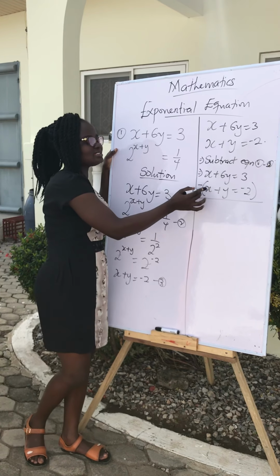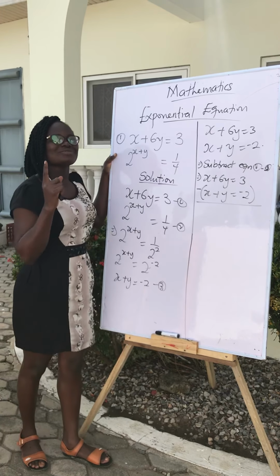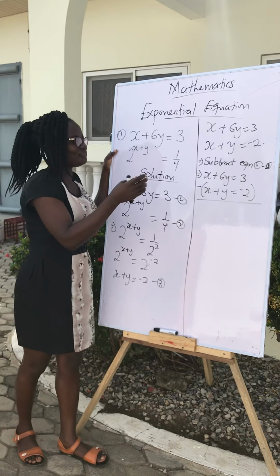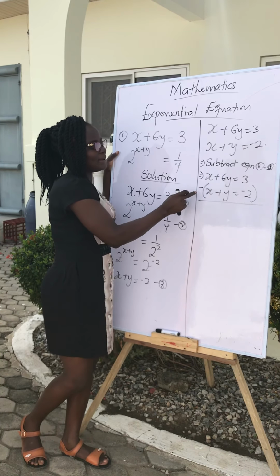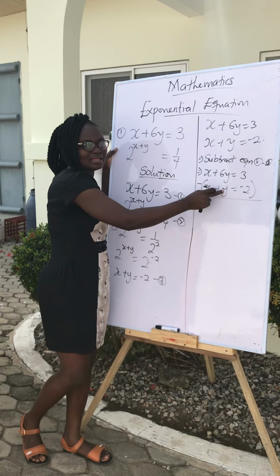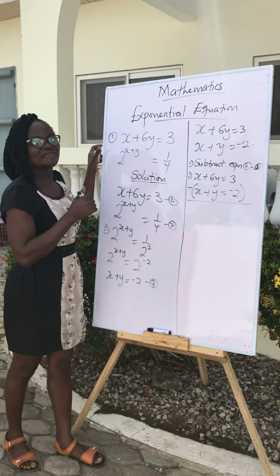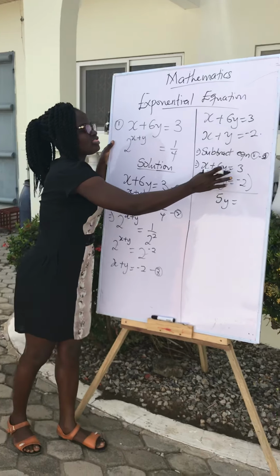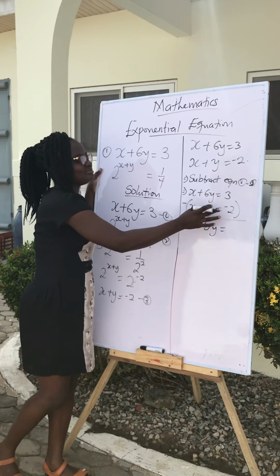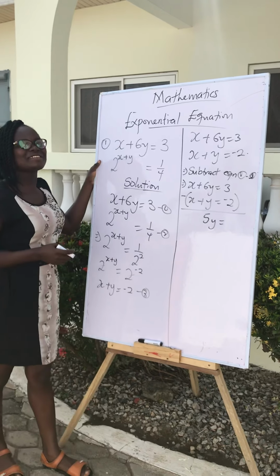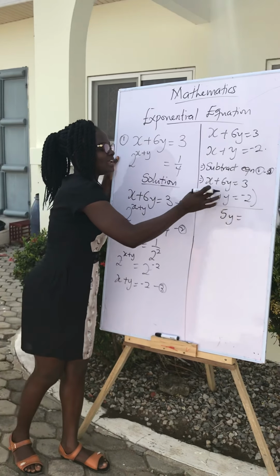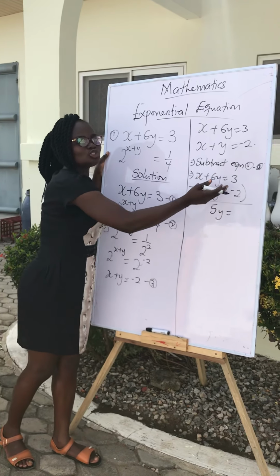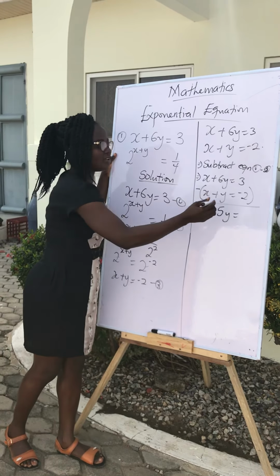x minus x will give us 0. It means 1 minus 1 is 0. 6y minus 1y will give us, good, 5y. Then 3 minus negative 2 will give us 5. The negative and the negative will give you a positive. So it becomes 3 plus 2, which is 5.